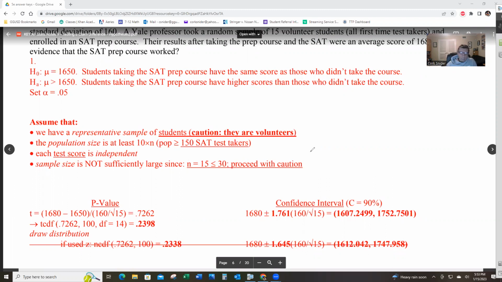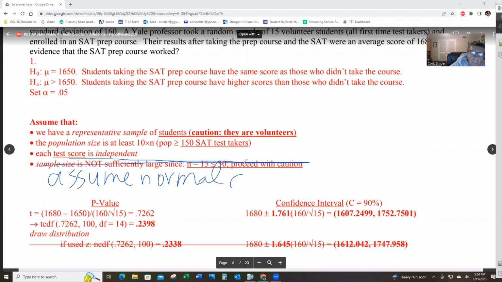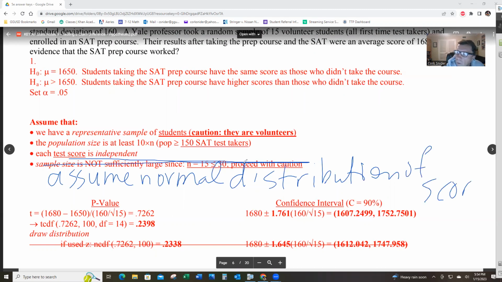Now, we have to proceed with caution again. I might write this differently. I think I would go a different direction here. I would say assume normal distribution of scores. That's what I would write. Assume normal distribution of scores, okay? Pause it there if you need to.